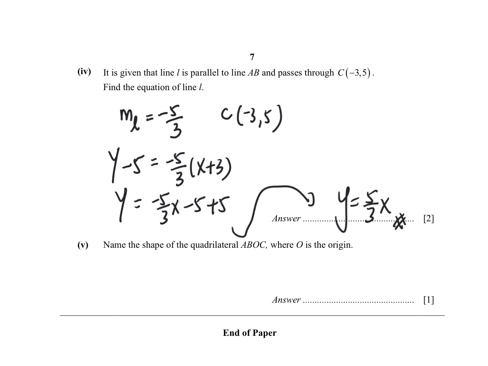So this one is y equals 5 over 3 x. That's the equation of line L. Then they ask you, what is the shape of ABOC?